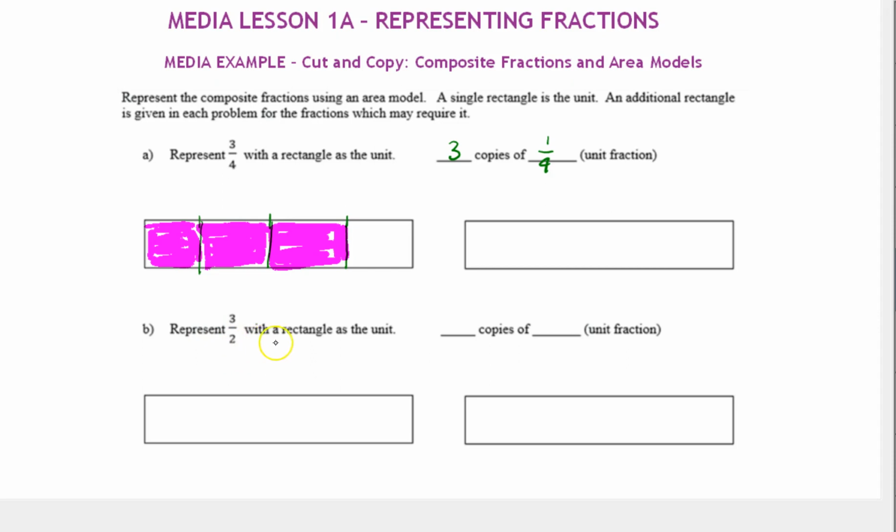Represent 3 halves with a rectangle as the unit. So we'd have 3 copies of the unit fraction 1/2. Okay, so I'm going to cut the rectangle into 2 pieces, which makes each of them 1/2. Okay, and notice this only has 2 pieces and I need 3 copies. So I'm going to go ahead and cut this one in half as well.